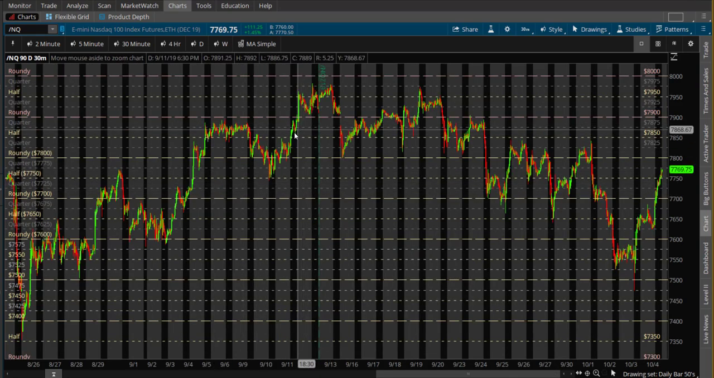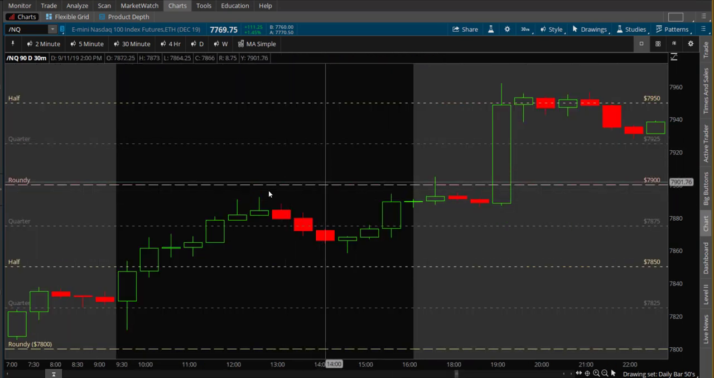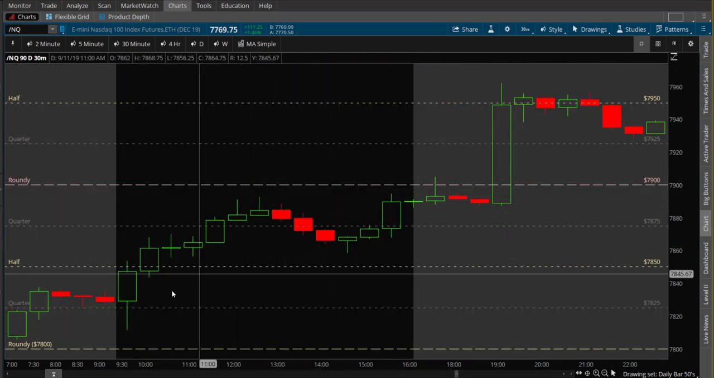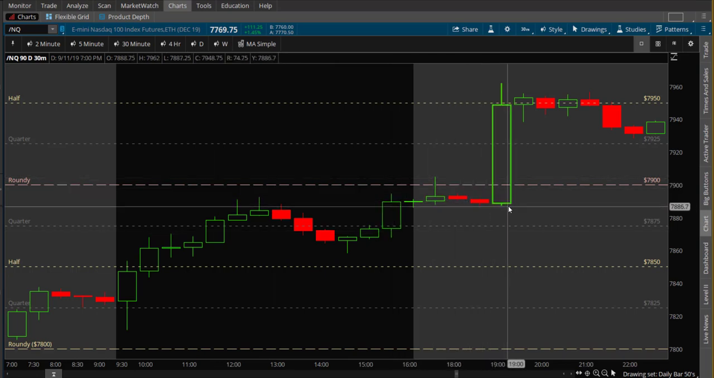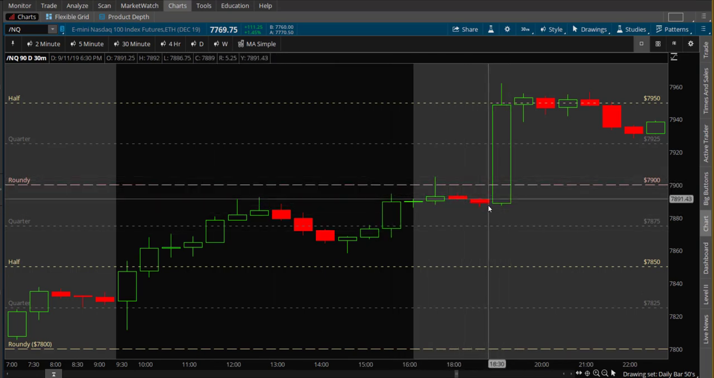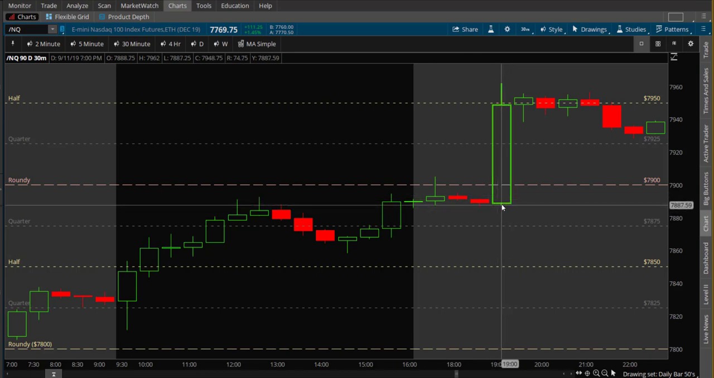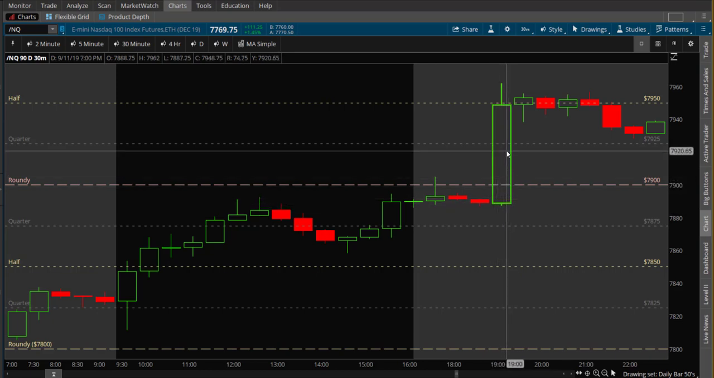Here's another day, September 11. The market rallied through the day. We went into the close, and that continued when the market opened back up. This is the Asian market opening at 1900 hours, right?